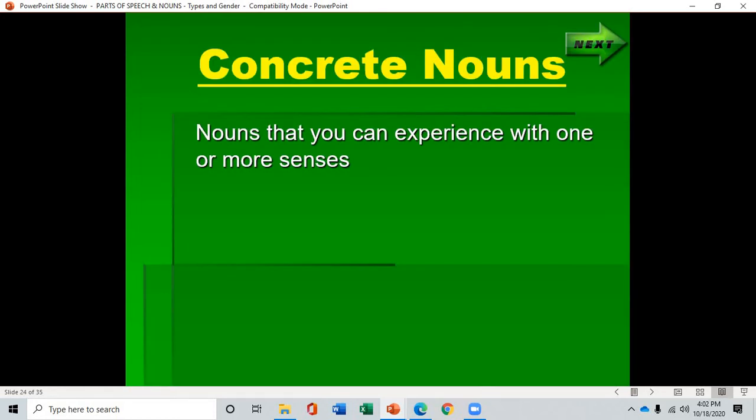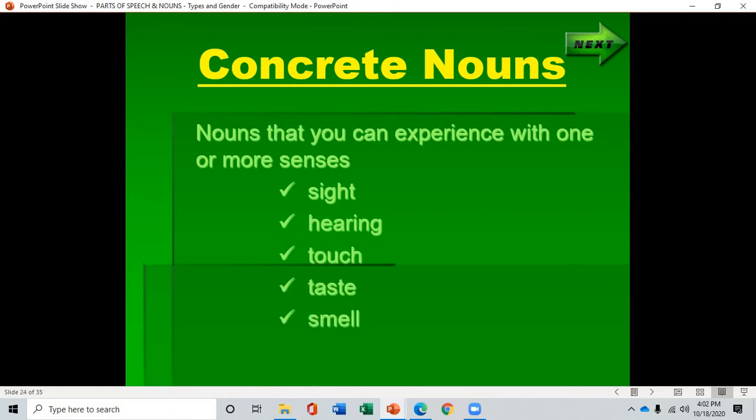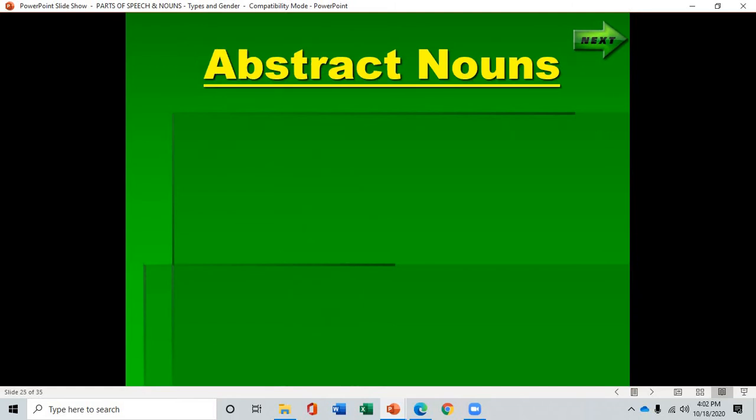Now let's go to concrete nouns. Ano nga ba yung concrete nouns? It's very easy to understand because in concrete nouns, you use your senses. 5 senses. We have sense of sight, hearing, touch, taste, smell. So lahat ng bagay na nakikita nyo, naririnig, nahahawakan, natitikman, and naaamoy, these are concrete nouns.